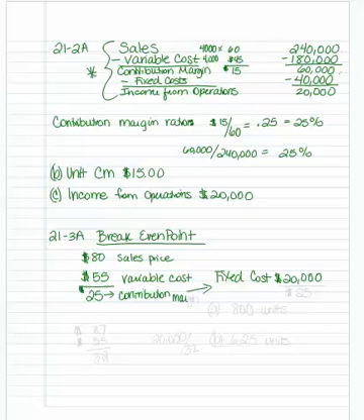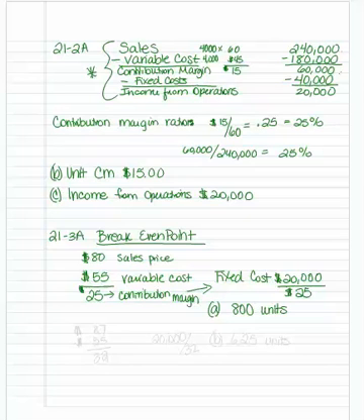Contribution margin is $25. So now we know our fixed cost is $20,000. So we're going to divide the fixed cost divided by our contribution margin of $25. And let's see what we get. 20,000 divided by 25 is 800. So the answer to A is 800 units.